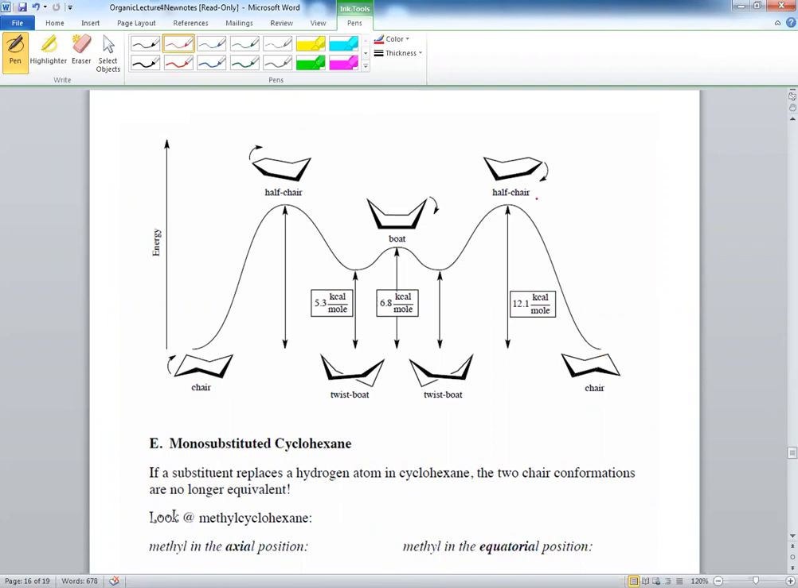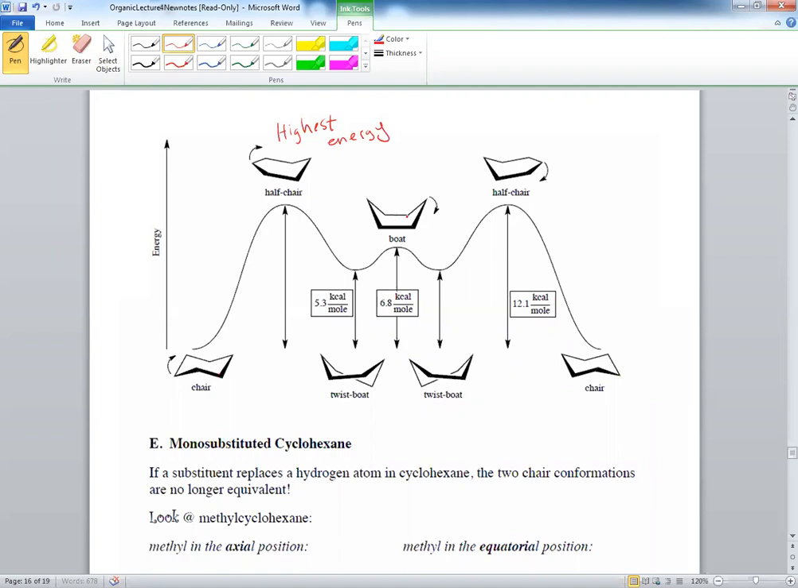In this case, you have to go through a half chair, twist boat, a boat, half chair, and of course back to the chair. All you have to remember from this is that these two, the half chairs, are the highest in energy.